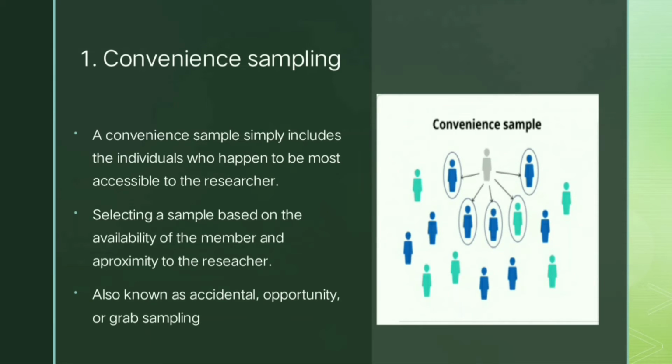So, makikita dito natin sa picture, si researcher, siya yung nasa gitna, and then yung kanyang respondents na nakuha ay yung mas malapit sa kanya. Dito sa convenience sampling, tinatawag din itong accidental, opportunity or grab sampling. Accidental kasi kung nagkataong nandun ka sa lugar na yun sa oras na ginagawa yung study, then pwede kang maging part ng study ni researcher. Kung sino yung nandun or available, pwede silang maging respondent ni researcher.